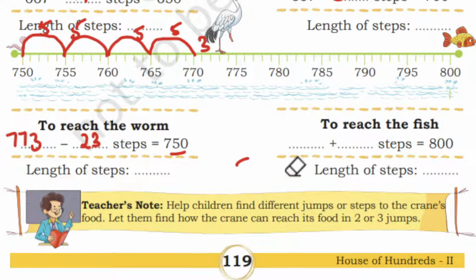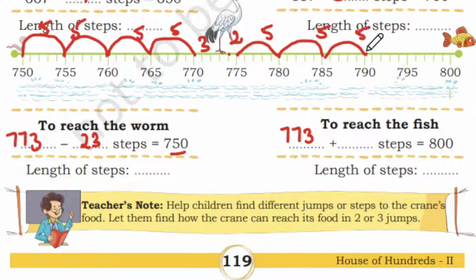To reach the fish. So we already know here it's 773, and the fish is at 800. So how many steps are required to reach 775? 1, 2. So here we have 2 steps, and from 775 to 780 we have 5. 780 to 785 we have one more 5. 785 to 790 one more 5. 795 to 800 we have 5.